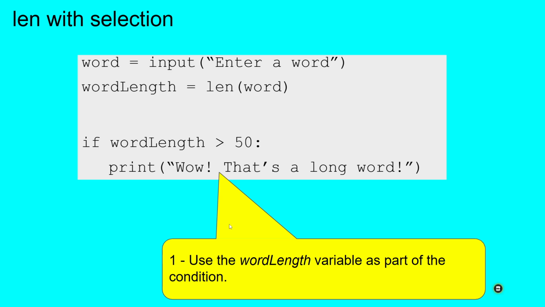So we use len with a selection. After we use a variable to store the input from our user, we can then store the length of that word inside of the variable called word length, and if that variable is greater than 50, we can display a message saying, whoa, that's a long word.